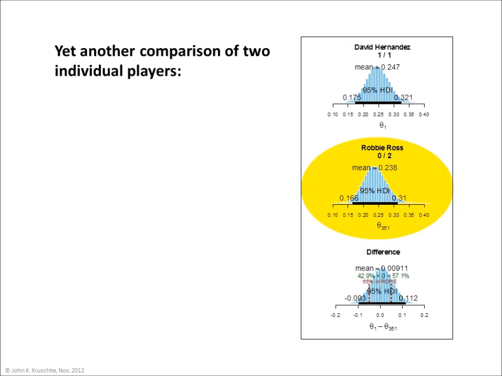Robbie Ross had 0 hits in 2 at-bats. For his sample of data, the batting average is 0. Yet the Bayesian posterior shows a best estimate broadly spread around 0.238. Even though one player had a batting average of 100% and the other player had a batting average of 0%, the Bayesian estimate of their difference is centered at essentially 0. The HDI is very broad, however, because there are so few data from these players.